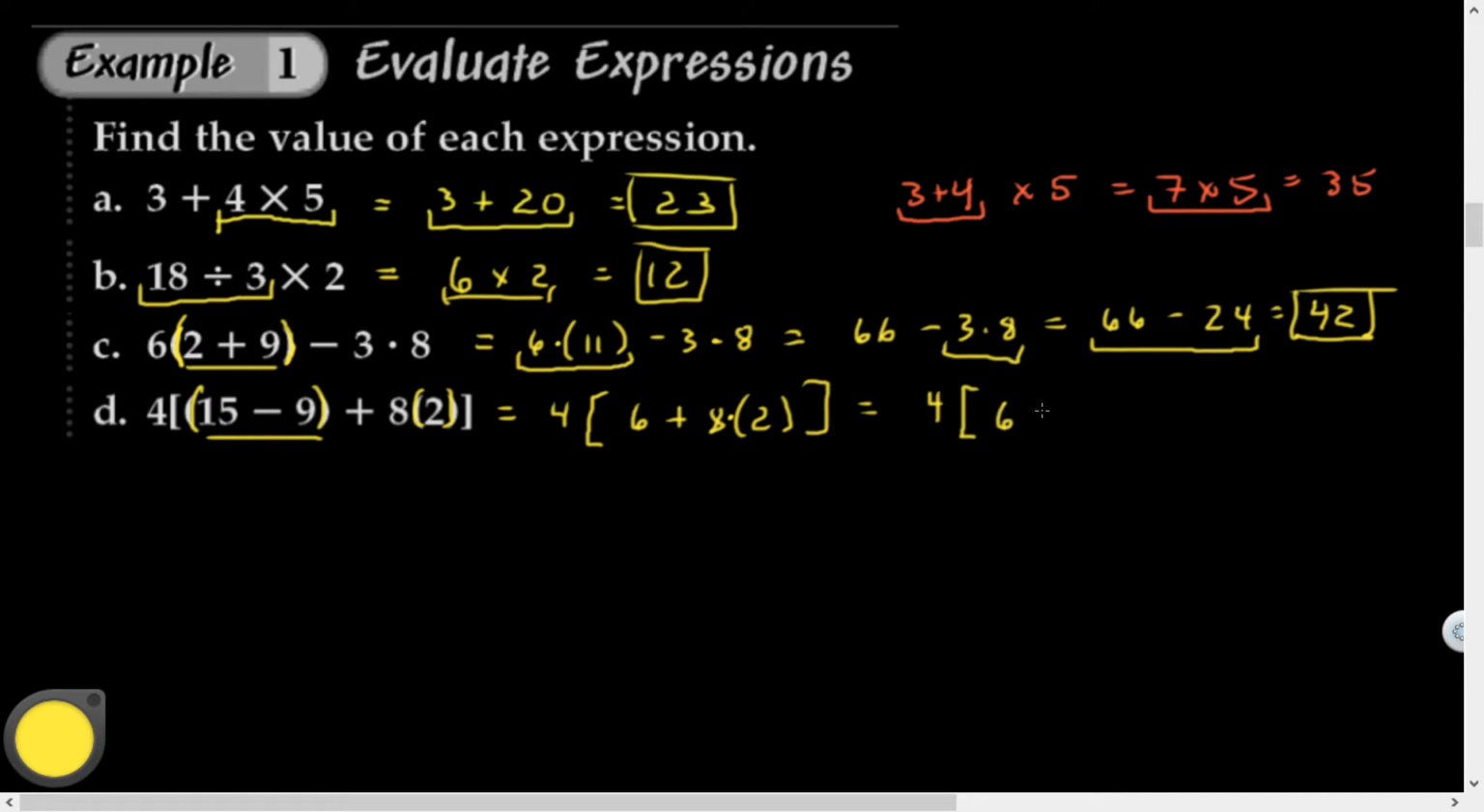16. So 6 plus 16. And working still inside the brackets, even though this is implied multiplication, this addition is going first because it's inside the grouping symbol. So that's going to be 4 times 22. And 4 times 22 is 88. 88. All right. Wow. Okay.